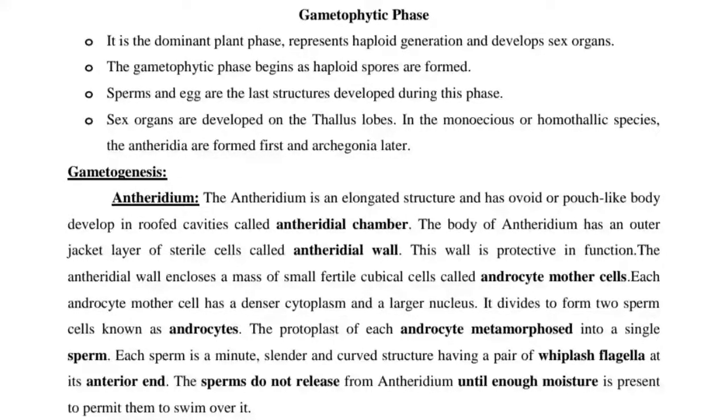Each androcyte mother cell has a denser cytoplasm and a larger nucleus. It divides to form two sperm cells known as androcytes. The protoplast of each androcyte is metamorphosed into a single sperm. Each sperm is a minute, slender and curved structure having a pair of whiplash flagella at its anterior end. The sperms are not released from the antheridium until enough moisture is present to permit them to swim.